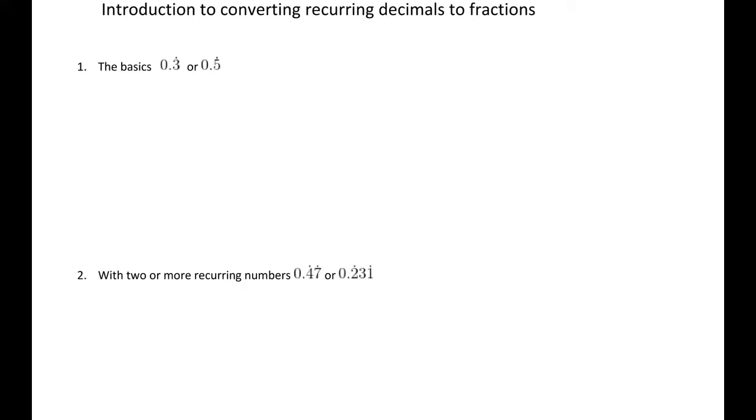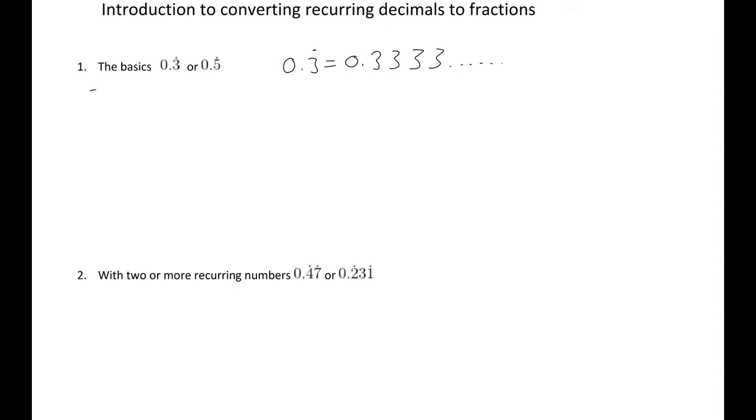Right, hello. Let's do some converting recurring decimals into fractions. So first things first, what is a recurring decimal? So 0.3 recurring, that's what the dot means, is 0.3333, and that goes on forever. Okay? Now turning that into a fraction requires a set of tricks, which I'm going to lead you through, and then we're going to do some harder ones.